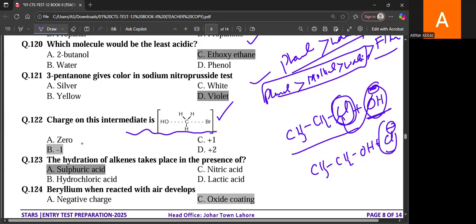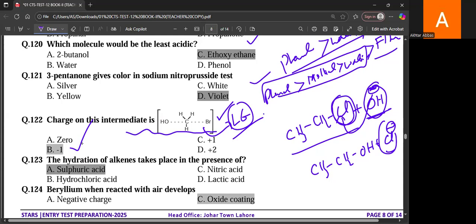So your best option is beta, because the negative charge of the anion is shifted to this leaving group. So we can say that the negative charge is shifted to the leaving group, so the intermediate also has a negative charge. Your best option is beta.